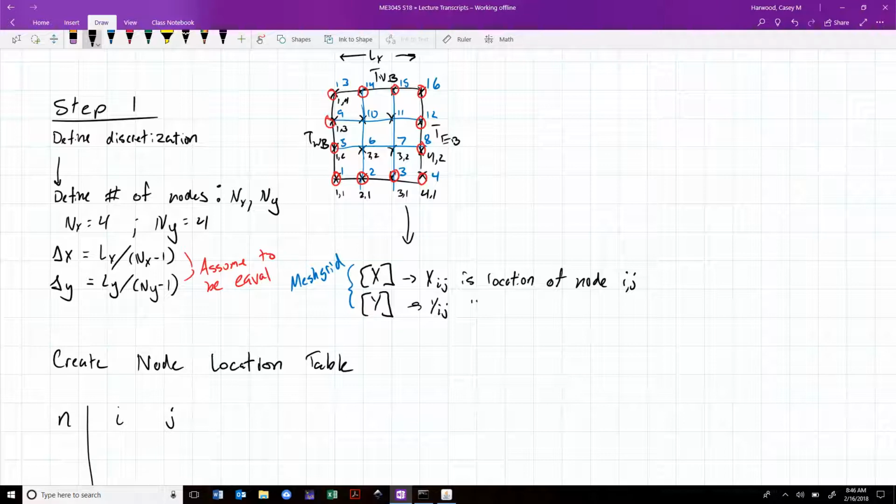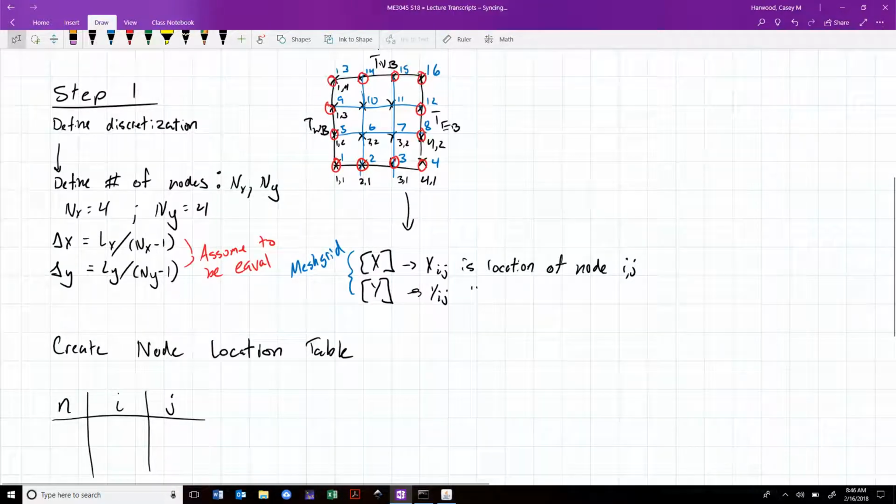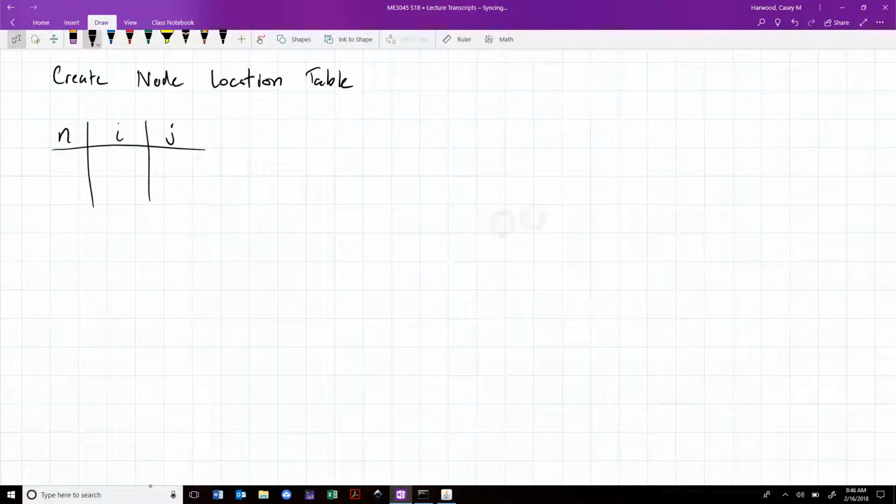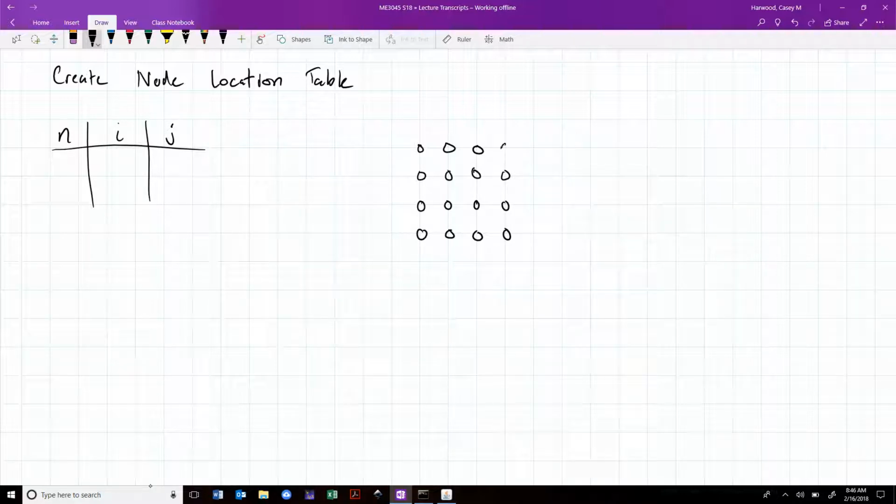So the idea here is, let me quickly draw these again. If these are our nodes, we've got 1,1, 2,1, 3,1, 4,1, 1,2, and we're numbering 1, 2, 3, 4, 5, all the way up to 16.